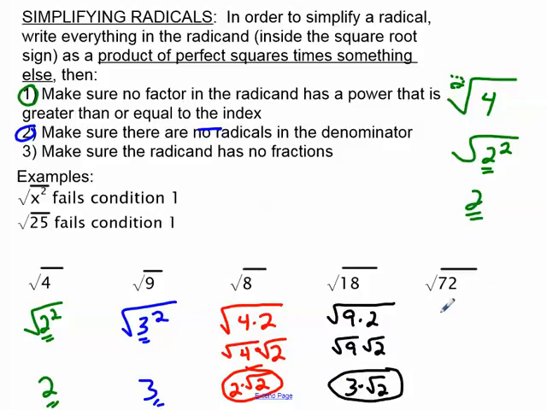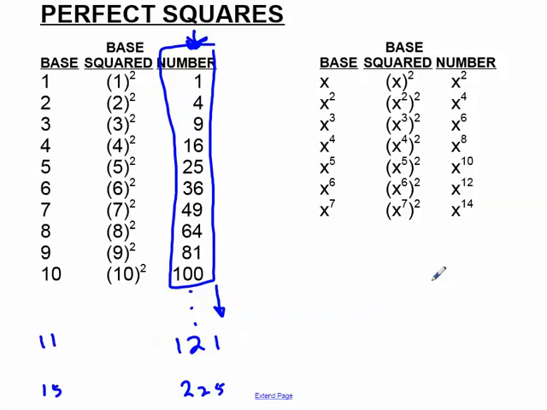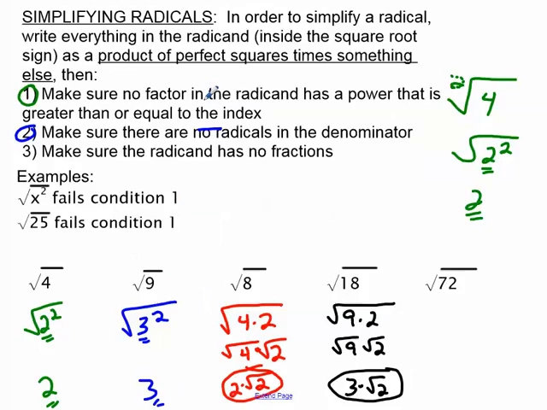Wow, okay, well, let's see. Square root of 72. My first thought is, does 4, my first perfect square, go into 72? 4 into 72, yes it does. It's square root of 4 times 72 divided by 4, which is 18. Square root of 4 gets its own house. Square root of 18 gets its own house. I got 2 square root of 18.